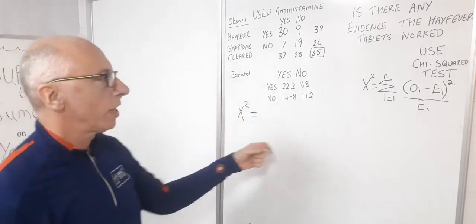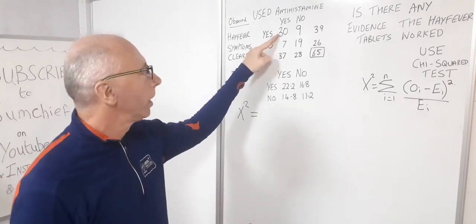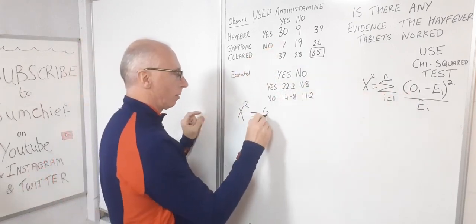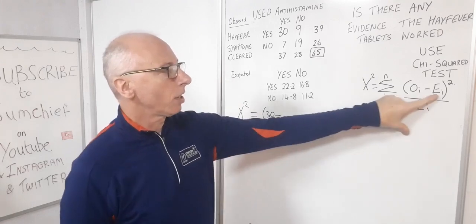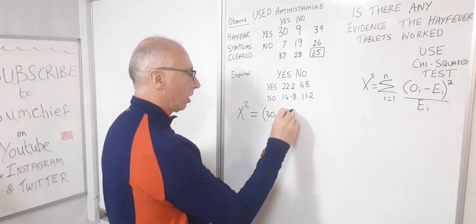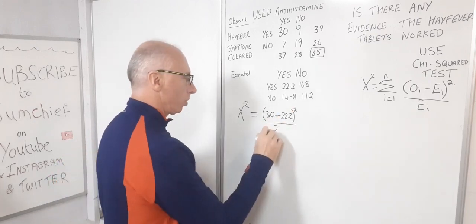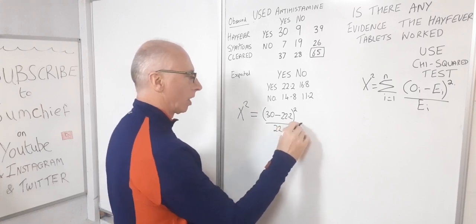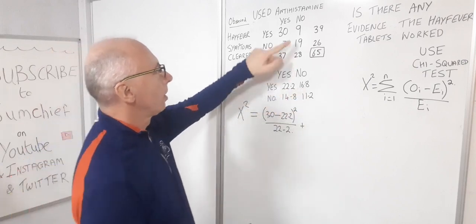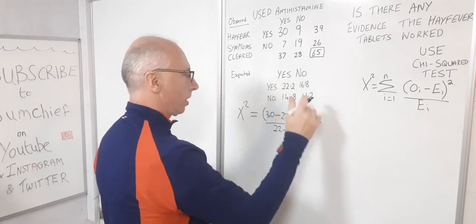Okay, so now we're ready to do our calculations. Let's pick on this first one here. The observation of this one is 30, so we do 30 minus the corresponding expected value, which is 22.2. We square that and divide by its corresponding expected value, which is 22.2. And then we do that for all four. So let's pick this one next. The observation was 9 minus 16.8.